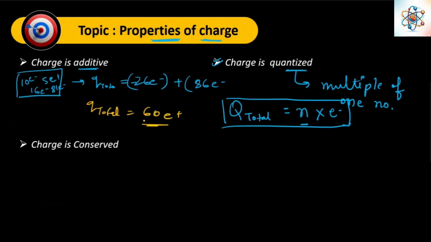This is something we call additivity. You can simply get the total charge by subtracting the positive and negative charge present in the system. That's it.